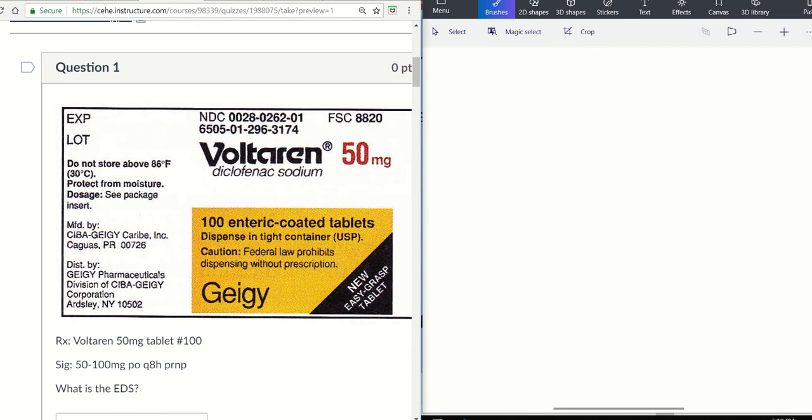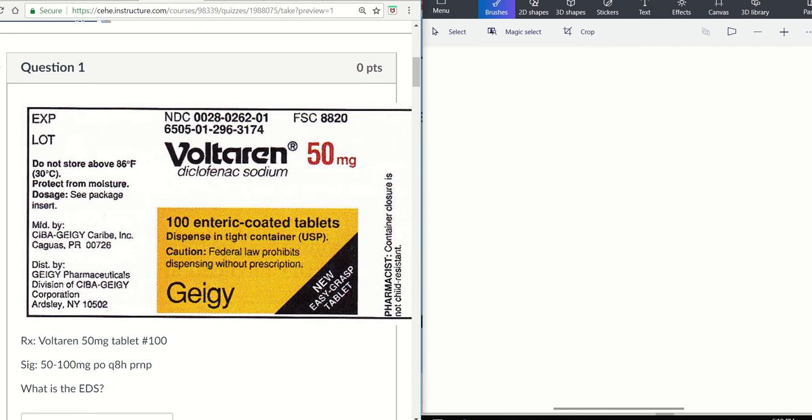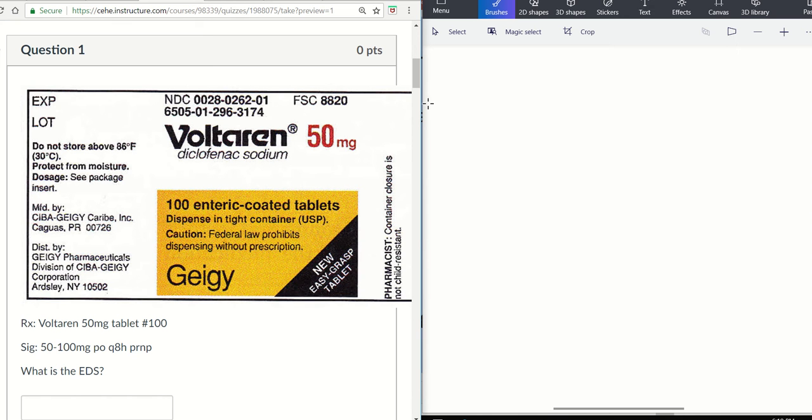Alright, for this assignment, we'll go over some labels. So we got the drug. The prescription is written here, Voltaren 50 milligram tablets, and we're going to give them 100. Based on the SIG, we're going to determine EDS. EDS is estimated day supply. We take the amount dispensed and divide it by the maximum that they use per day.